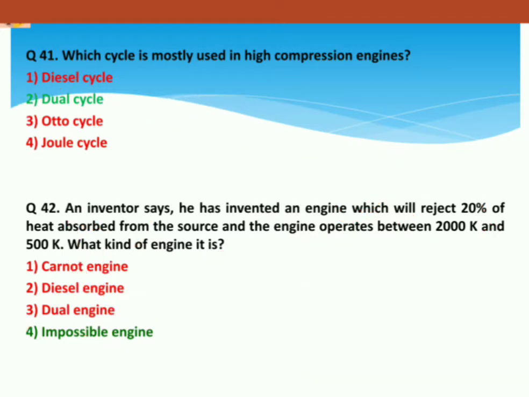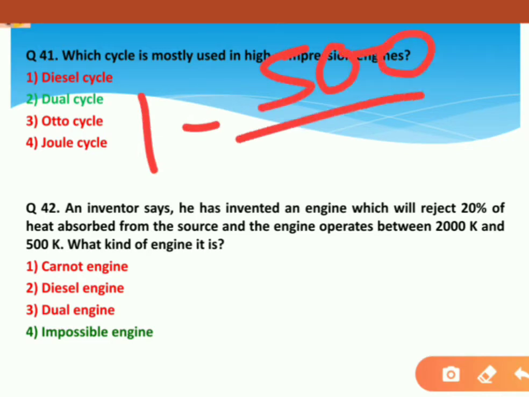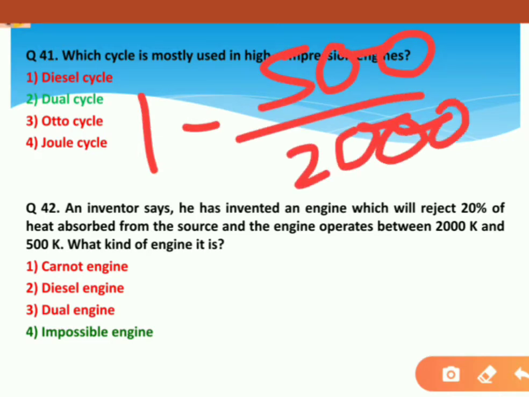42. An inventor says he has invented an engine which will reject 20% of the heat absorbed from the source, and the engine operates between 2000 Kelvin and 5000 Kelvin. What kind of engine is it? If it is a Carnot cycle, then 1 minus lower temperature divided by higher temperature, 2000.